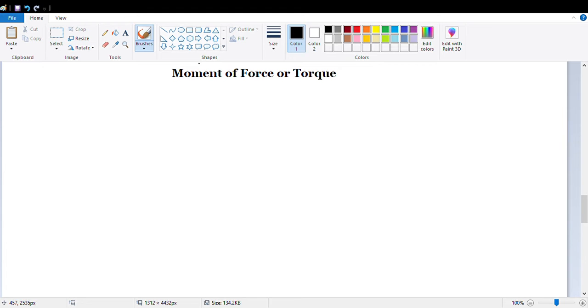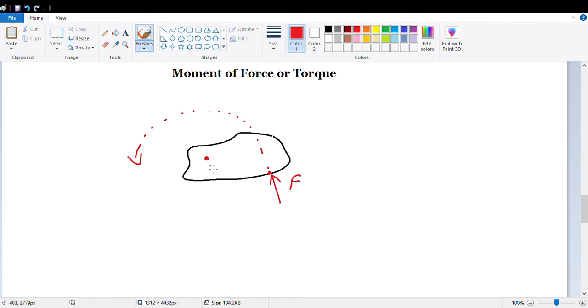Let's understand it. Suppose you have a body like that, which is pivoted at this point. If the body is pivoted and a force F is applied at this point, then as we know, the body is not free to move. It will not show linear motion, but the body will start to rotate in the direction of the force. So the direction of rotation will be like that, and the body will keep on revolving about this point. This revolution depends upon two factors.